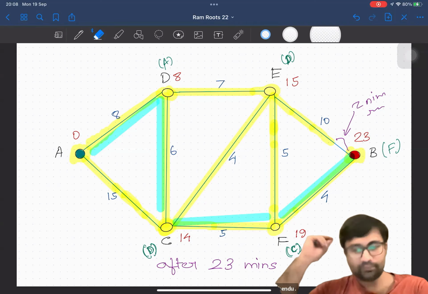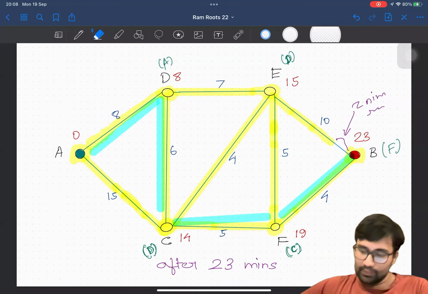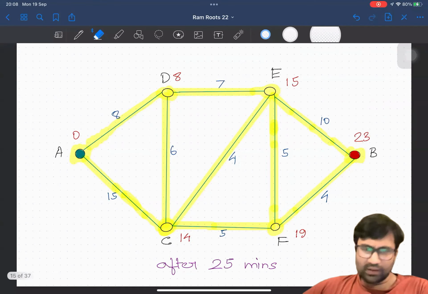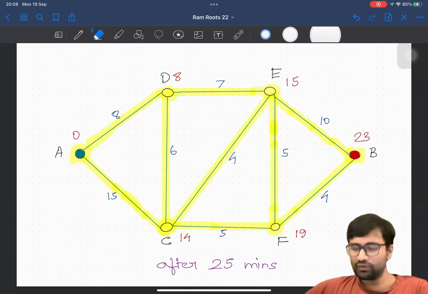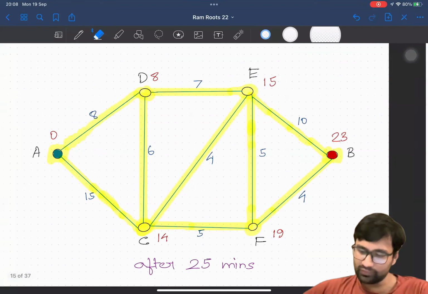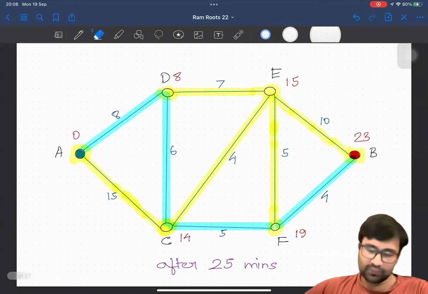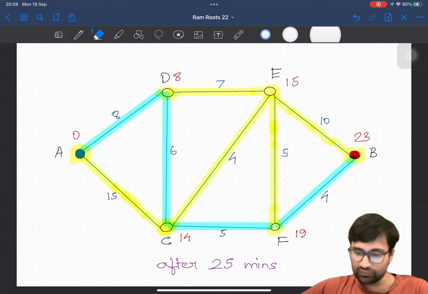Yeah. So, and then after 25 minutes, basically everything is on fire, but I guess this is not so interesting for us. Right? And then using the path of the fire, this is the fastest route.